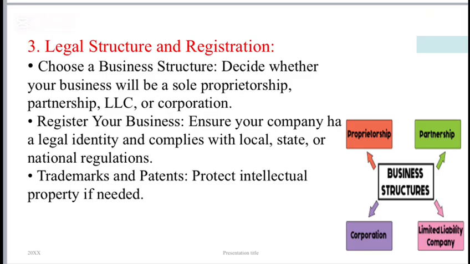So we go to the third one, legal structure and registration. First, choose a business structure. Decide whether your business will be a partnership, LLC, or corporation, or maybe a proprietorship, which means you yourself are your own boss.